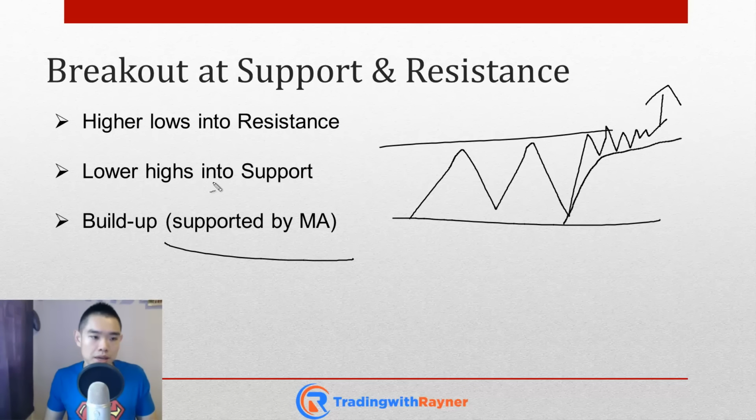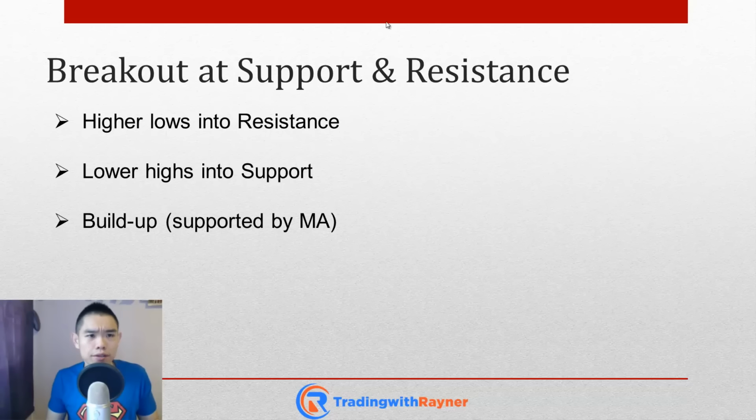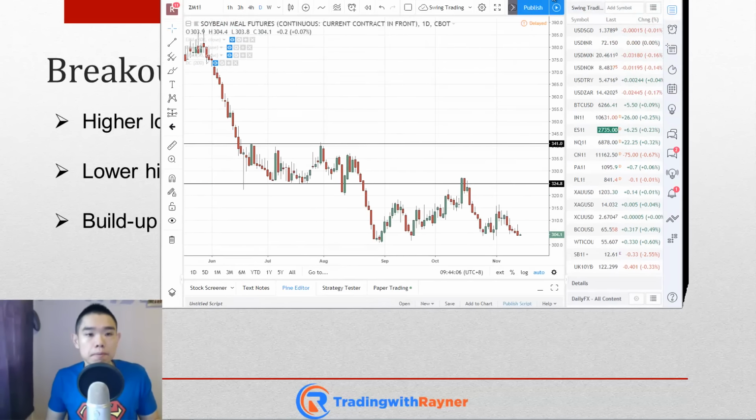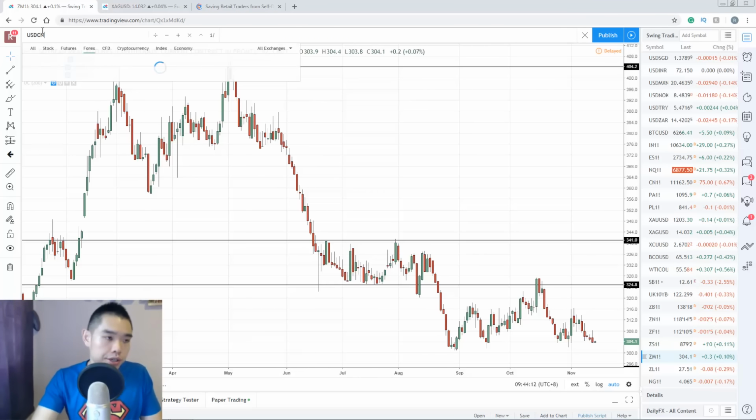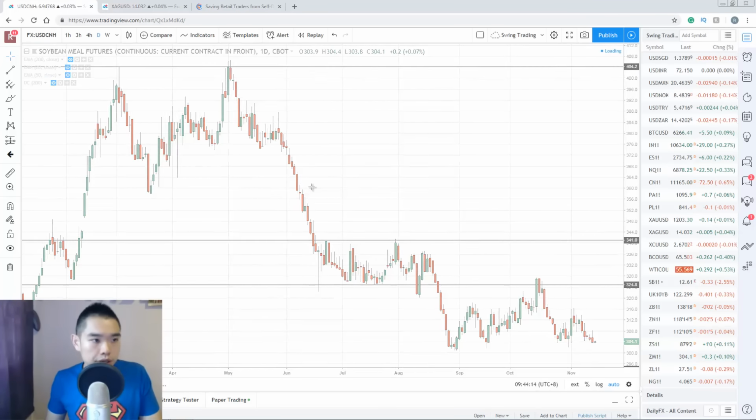This supported by MA can be applied to higher lows and lower highs into support as well. I'll share that later, right? But these are the key concepts that I want to share with you that alert you, right, that the market is about to break out of either support or resistance. Okay, let's have a look at a few examples. So for this one over here, right, dollar against the Chinese yuan, pretty good example right now.